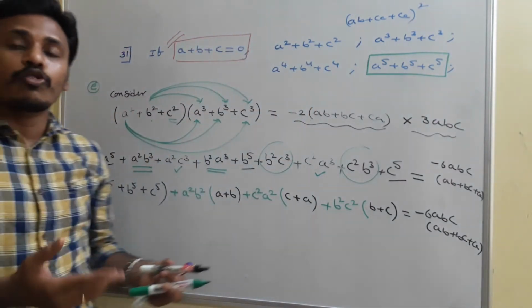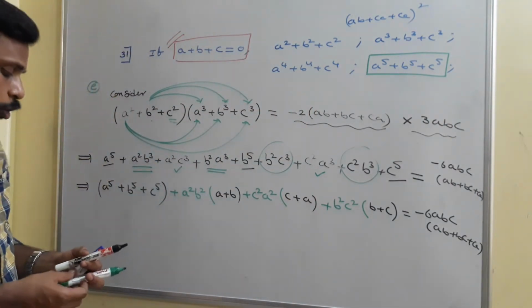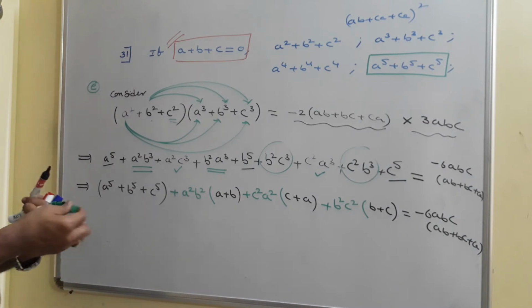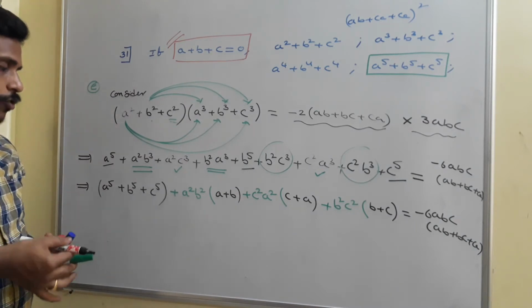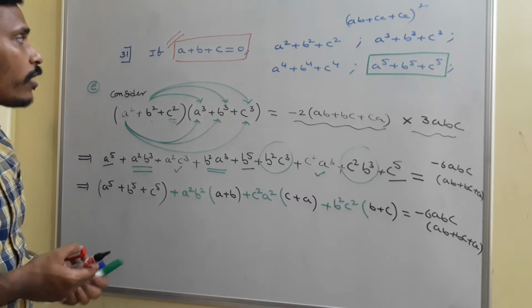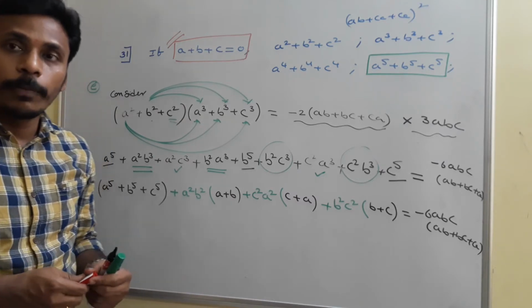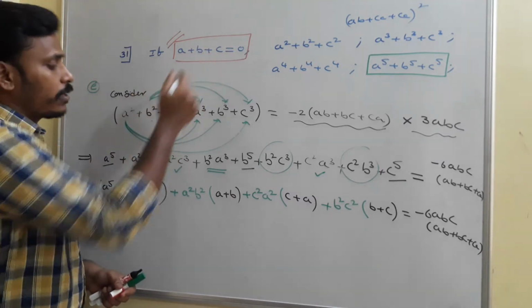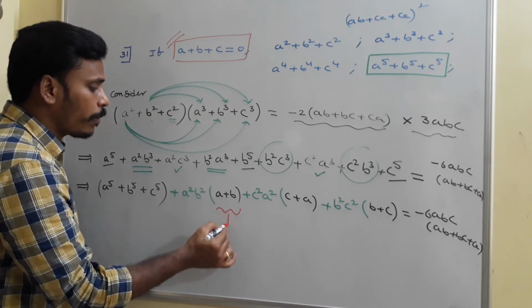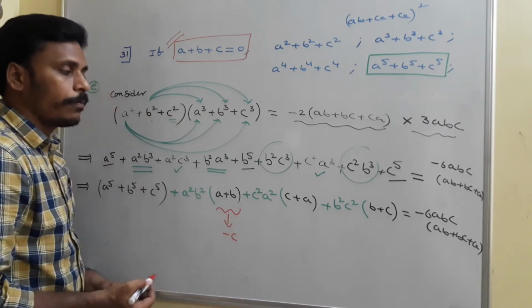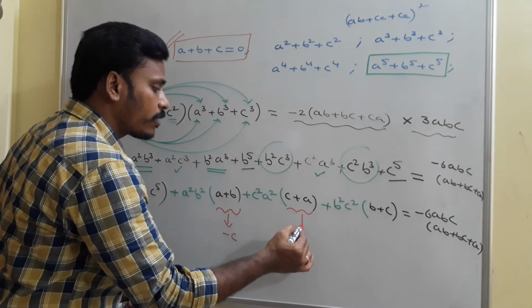Still there is something to simplify here. Just have a look at this. Now since a plus b plus c is equal to 0, what to say about a plus b? I need to replace something here. Since a plus b plus c is equal to 0, you just replace this a plus b with minus c, and you just replace this c plus a with minus b.